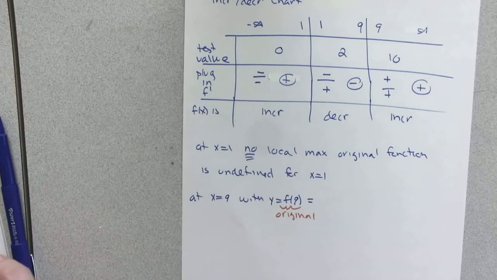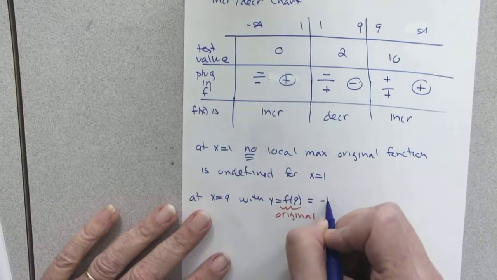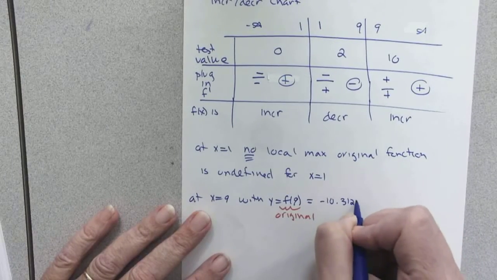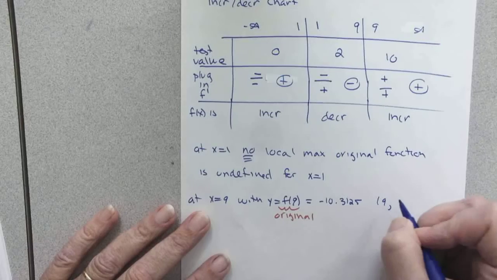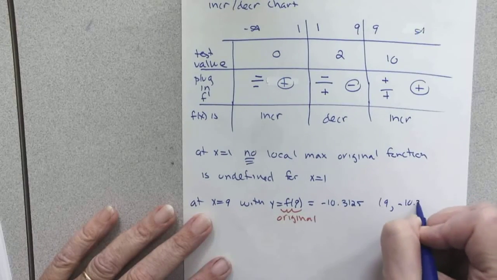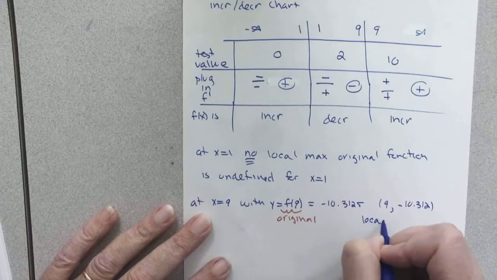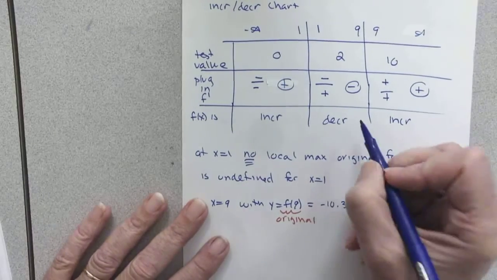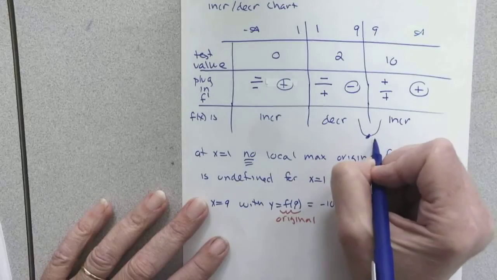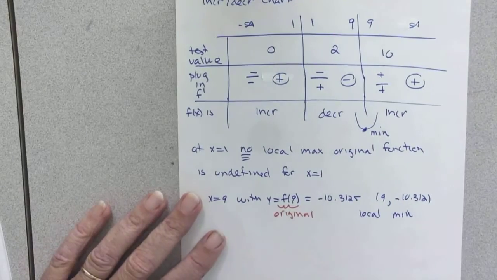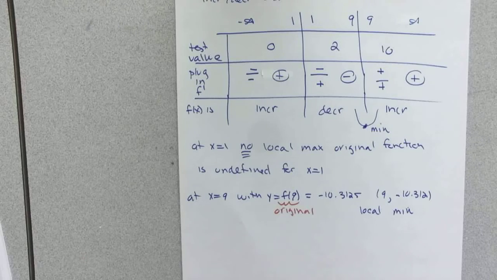So if I plug 9 into there, plugging 9 into there gives me roughly negative 10.3125. And so 9, negative 10.3125 is a local minimum, because I go from decreasing to increasing, so it has to be a minimum. And so there's my increasing, decreasing stuff.